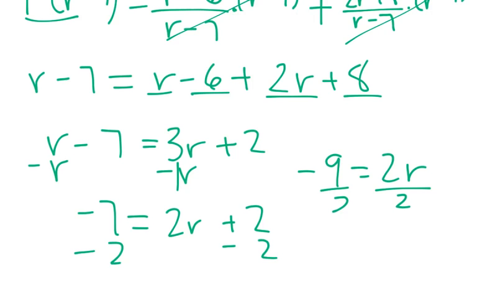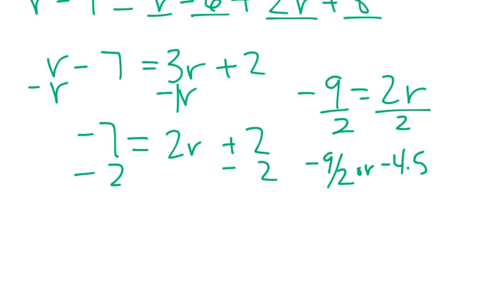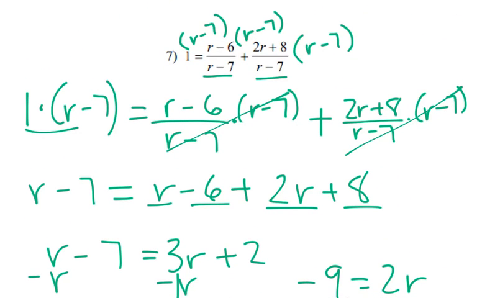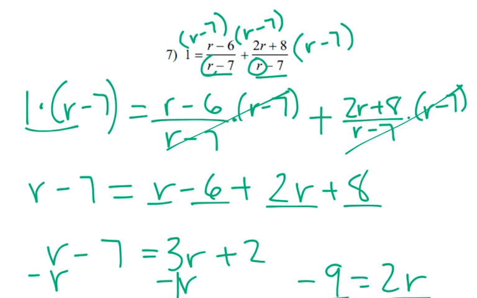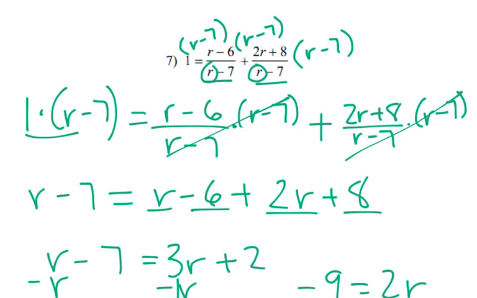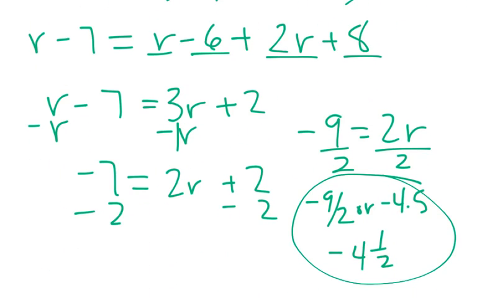Divide by 2. You get negative 9/2, or negative 4.5, same thing. Okay, so all of those are the same answer for r. Now if we go back up there, if I subtract 7, will they make it 0? No, it won't. So they work. So those are our answer in its different forms.